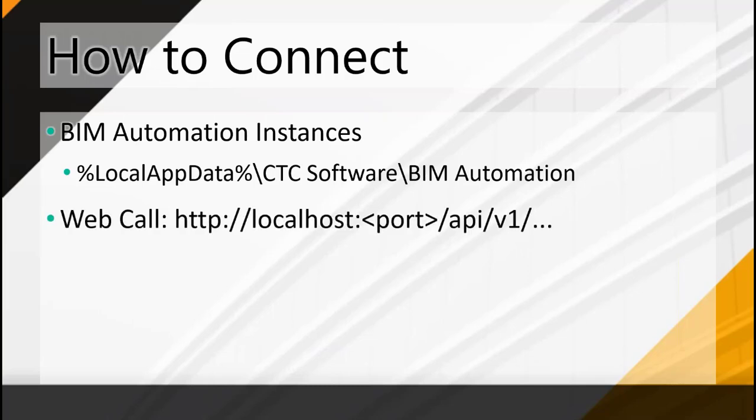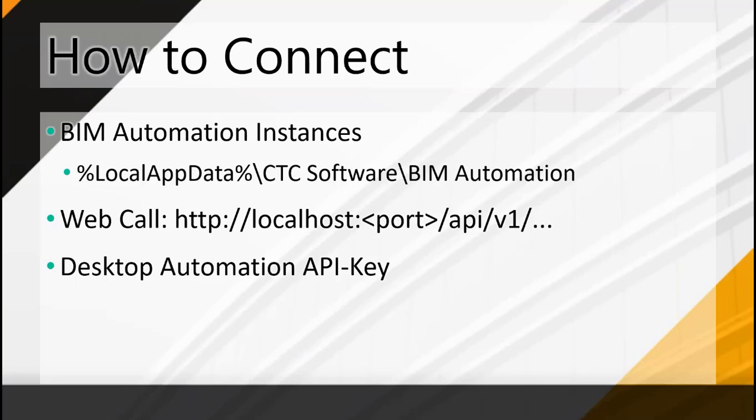Now, if I wanted to, I can interact with that using just a web call. It's HTTP, if I'm on my local computer, that is, localhost, the port, and then API version 1 and whatever the route is I want to get to. This does require that you have a desktop automation API key. This is protected by an API key, so you can gatekeep who can do things with this. If you don't have the API key, you can't interact with this API at all. It'll just blink at you and do nothing.